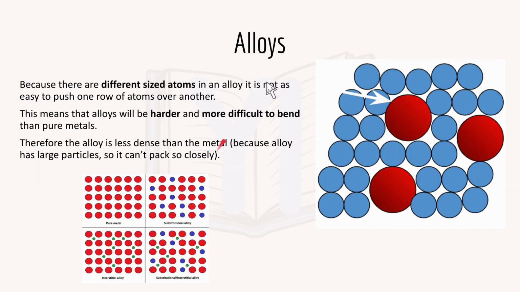So here's more on the alloys. Because there are different sized atoms in an alloy, it is not as easy to push one row of atoms over another. This means that alloys will be harder and more difficult to bend than pure metals. You can see the different sizes. Therefore, the alloy is less dense than the metal because the alloy has large particles, so it can't pack closely. So it's less dense. You can see here, pure metal and alloy.